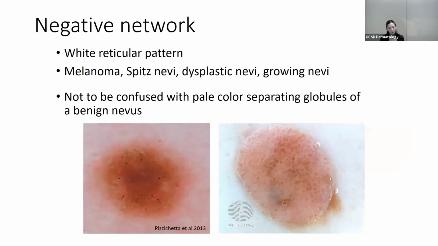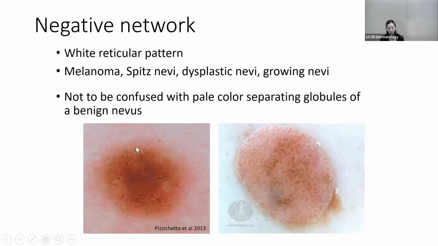A negative network is the complete inverse opposite of that. So instead of brown network, you see a white network pattern. This can be seen in melanomas, but as well as Spitz nevi, dysplastic nevi, and just growing benign nevi in general. When I first started looking for this feature, it's important not to get confused, because you'll start to see it a lot in just benign intradermal nevi, where there's normal globules, and then you just have this pale color that's kind of separating the normal globules. So this is not a negative network. This is fine. This is a benign intradermal nevus.